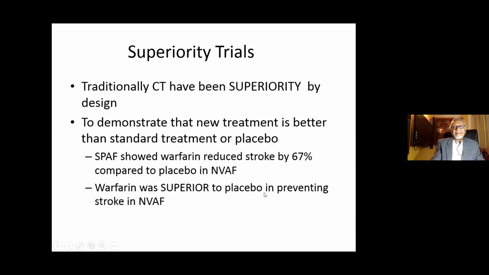The usual trials that we do are superiority trials, in which we are trying to prove that the medicine or whatever intervention we are interested in is better than the control arm. To give you an example, in the SPAF trial, the old one, stroke prevention and atrial fibrillation, where we compared warfarin with the placebo, it was a superiority trial, and the trial clearly showed that warfarin gave a 67% reduction in relative risk of stroke compared to placebo. And we could very confidently say that warfarin was superior to placebo in preventing stroke in non-valvular AF.